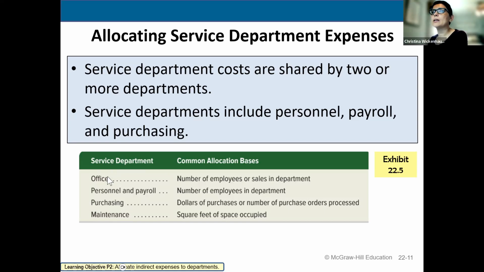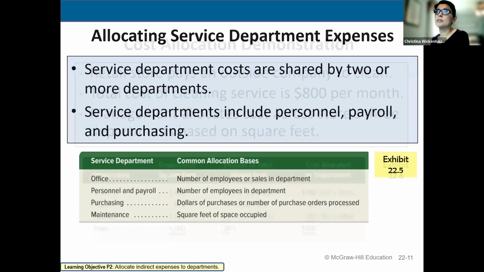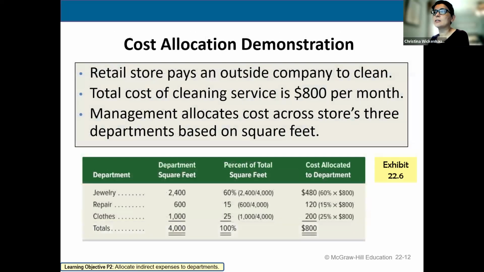And so different ways that we could allocate it would be the office would be the number of employees or sales in a department, personnel and payroll based on the number of employees, purchasing, the dollars of purchases or the number of purchase orders processed. Maintenance would be on square feet of space occupied. It could be the number of machines in a department. It could be so many things. And so here is the slide where we're saying, all right, we're going to allocate our cleaning service. It's $800 a month, and they clean all three of these departments. And so I know the square footage, and that's how I want to allocate it.